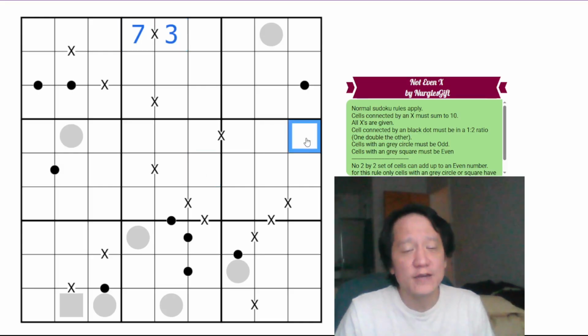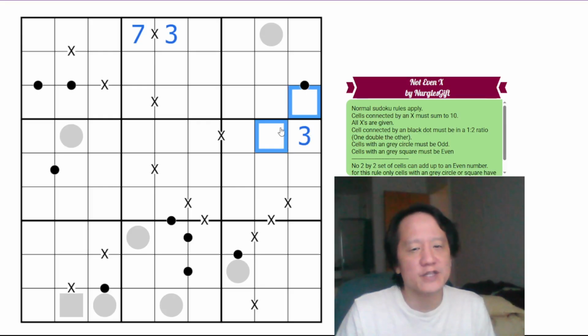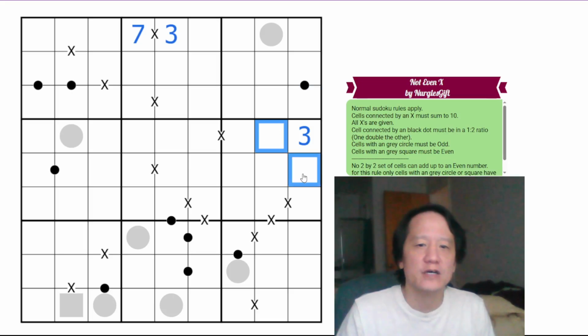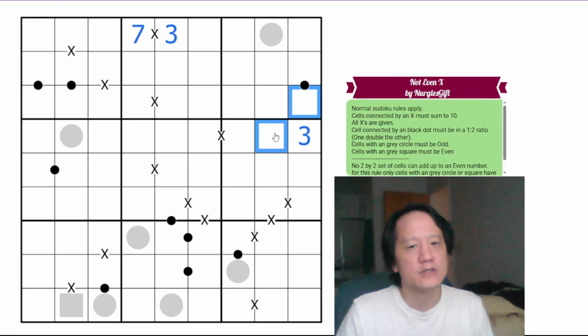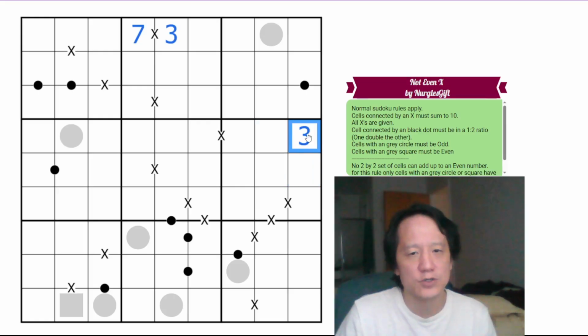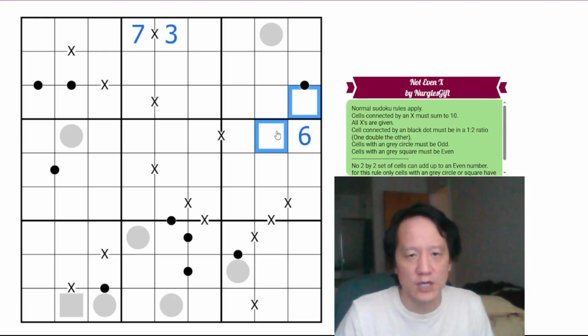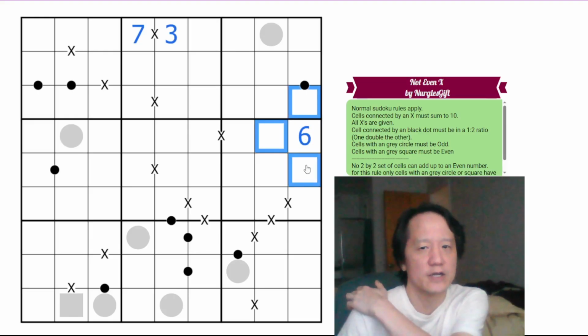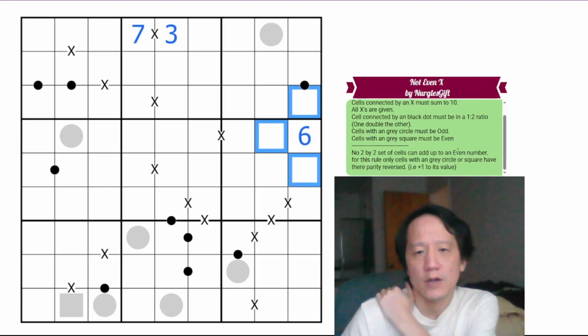If this were the 3, we would know that the digits that share an edge with it are not 7, because they would have to have an X in between them if they were. Since all X's are given and none of these are X's, this cannot add up to 10. So if this were a 3, none of these cells would be 7. If this were a 6, none of these cells would be 4, correspondingly. So remember that negative constraint there.